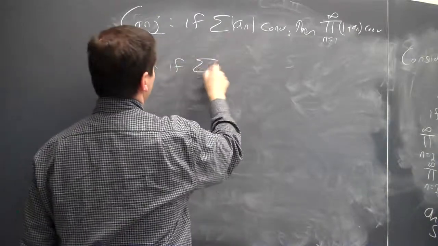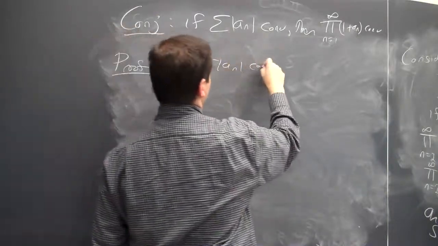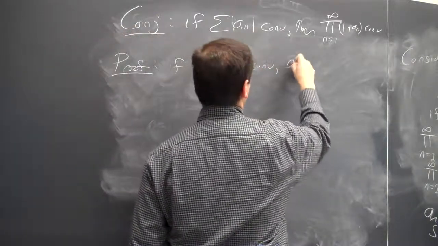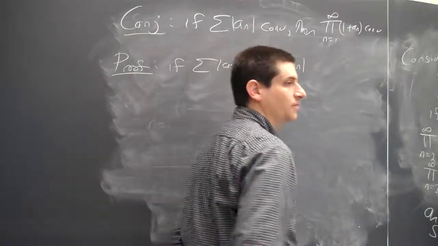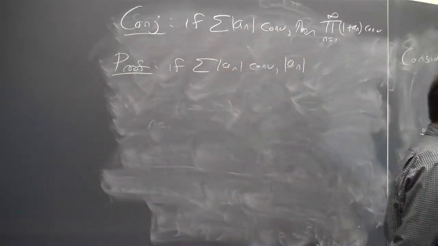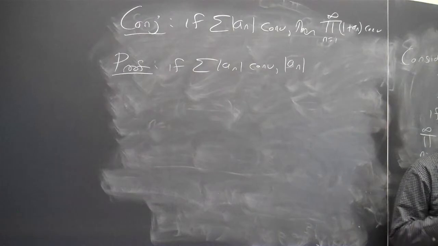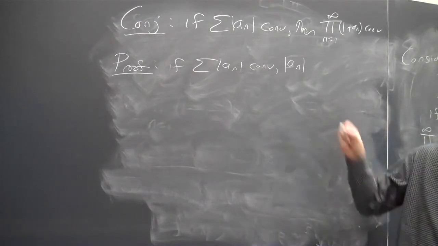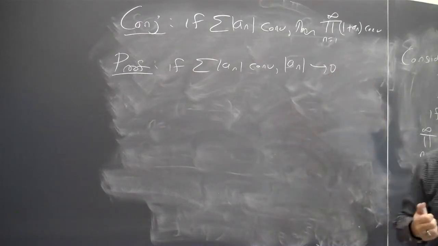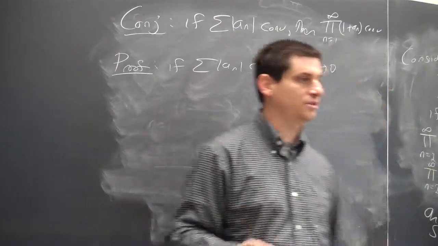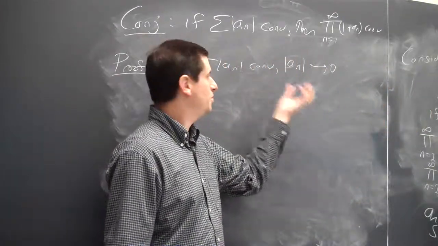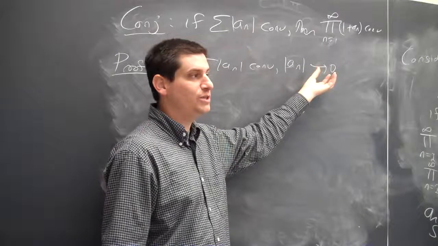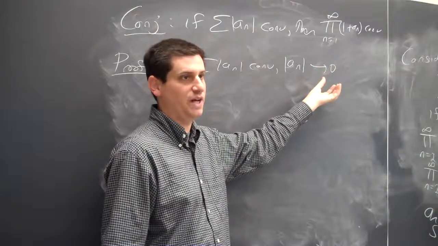So if the sum of a_n converges, then what do you know about the absolute values of the a_n? I'm sorry? They go to 0. They have to go to 0. If they don't go to 0, there's no way the sum can converge. So because the sum converges, the individual terms have to be tending to 0 in absolute value.